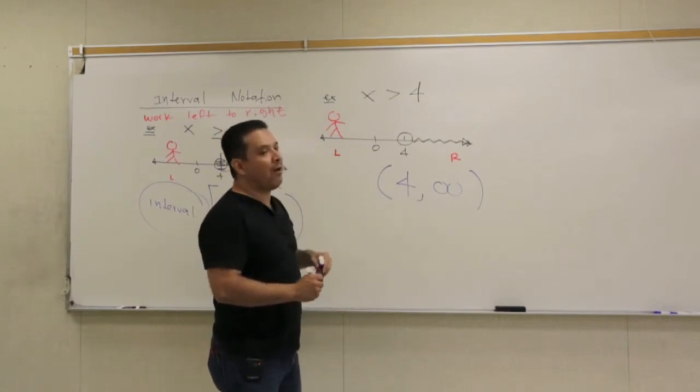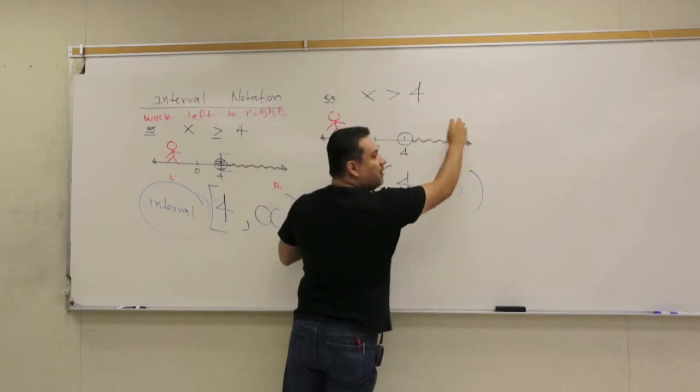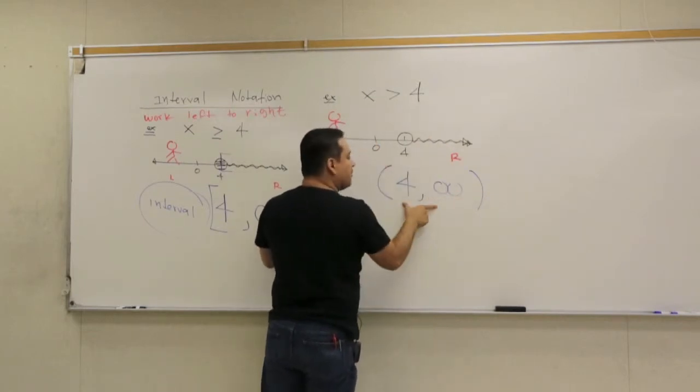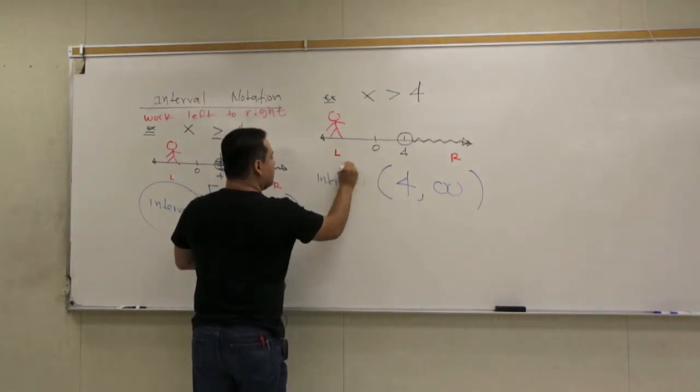So remember, this is how I kind of want people to think about it. You're walking on this real number line. You're describing really what's shaded. This is a description of what's shaded in terms of what we call interval notation. So here's our notation.